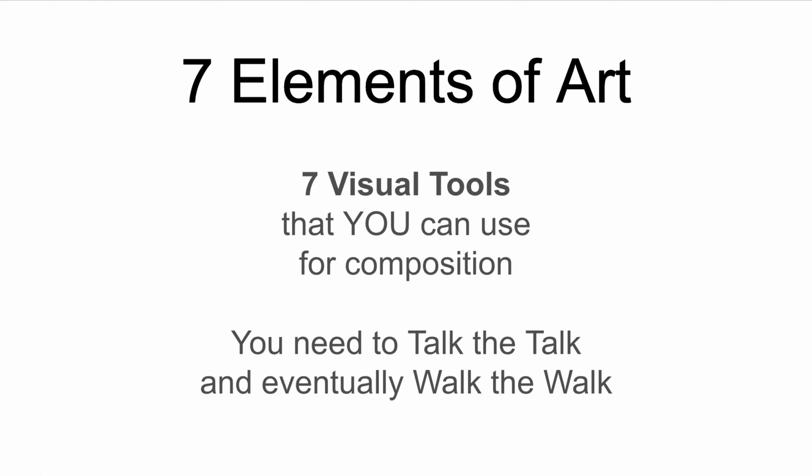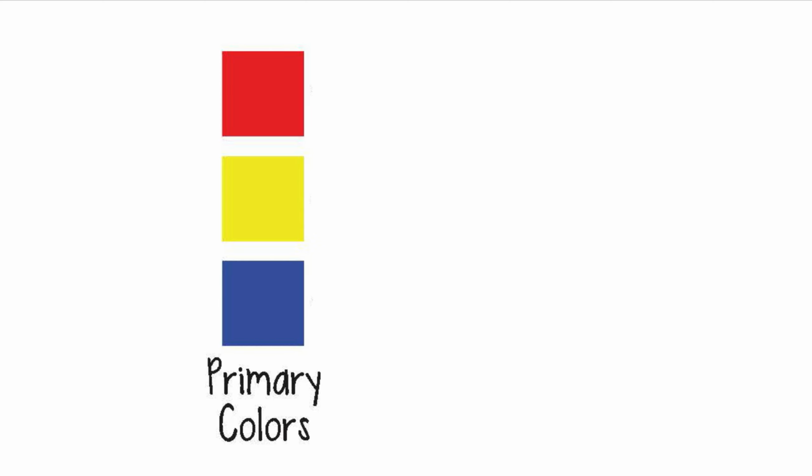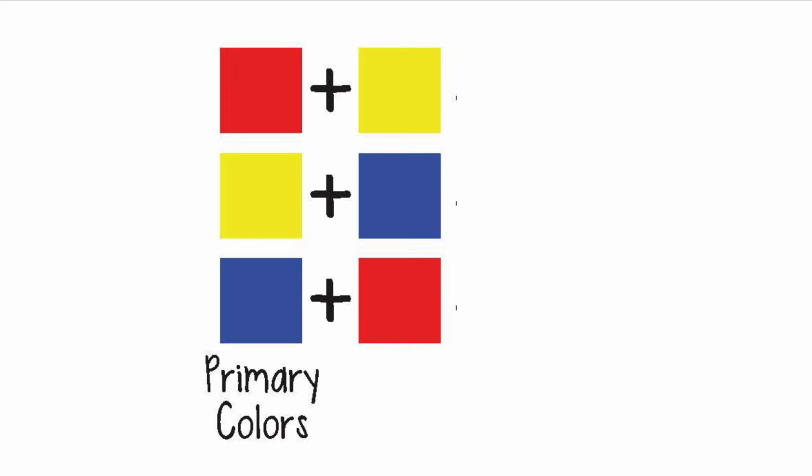So what's the next element of art that you should be considering? Well, this one's really obvious. Colors, right? So these are the primary colors: red, yellow, and blue. They are called primary colors because they can be used to create other colors.